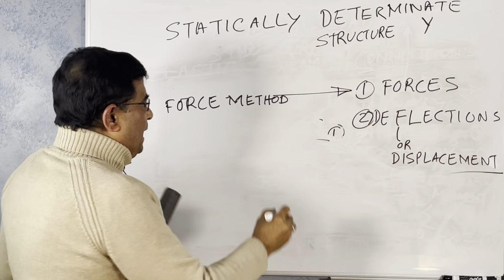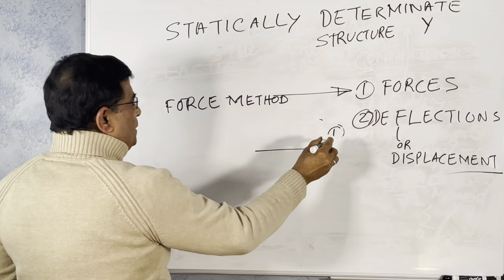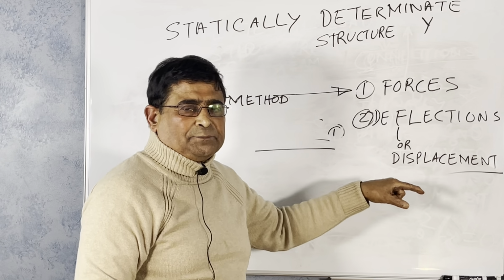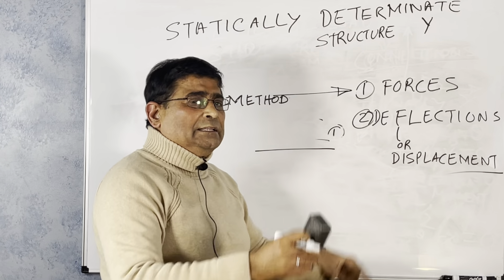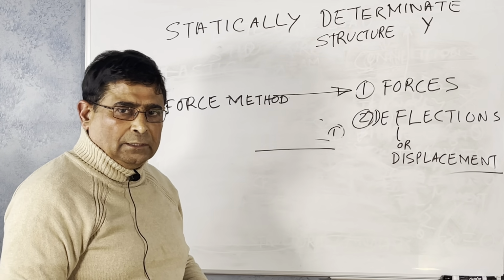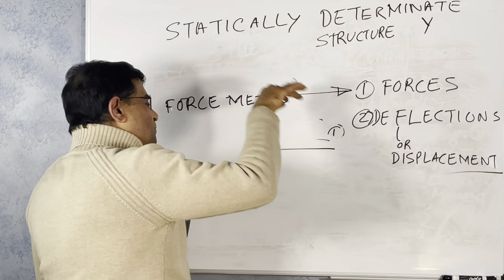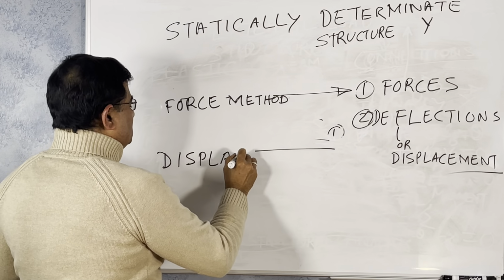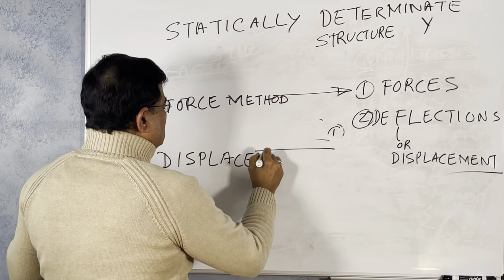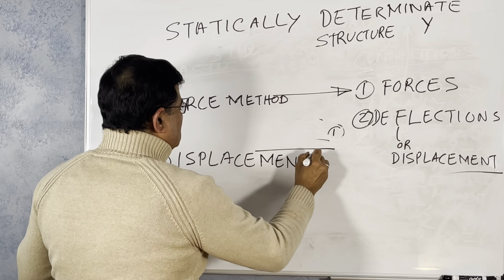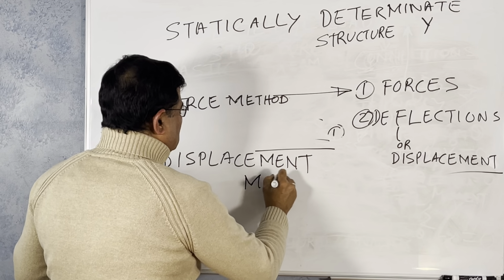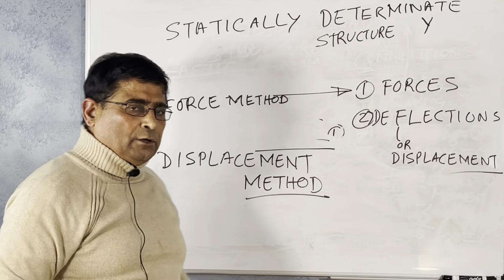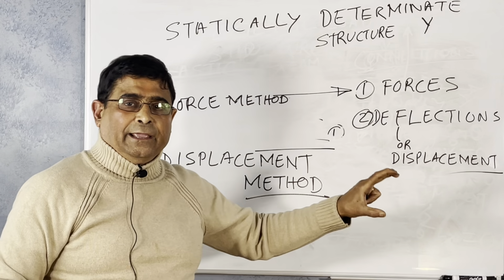The force method. The other is if your goal is to find the displacement, because once you know the force, you can find the displacement. If you know the displacement, you can find the force. These are intertwined. So if your goal is to find the displacement first, it's called the displacement method. We'll discuss that, but the displacement method is very popular for indeterminate structures.